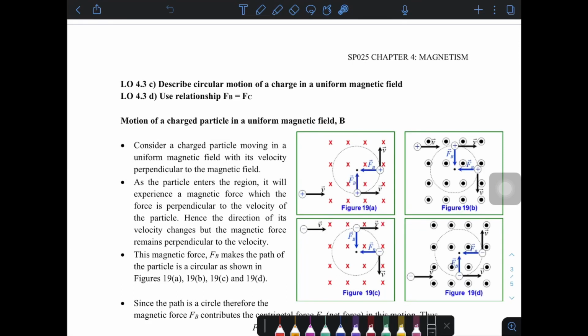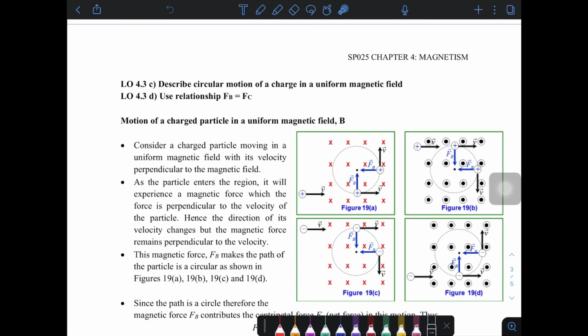So kita continue dengan learning objective 4.3C and 4.3D, which is describe circular motion of a charge in a uniform magnetic field and use the relationship magnetic force equals to centripetal force. Okay, so we need to describe the circular motion of a charge. Dekat sini dia ada tajuk circular motion, maksudnya pergerakan yang bulat, circular motion of a charge in a uniform magnetic field.